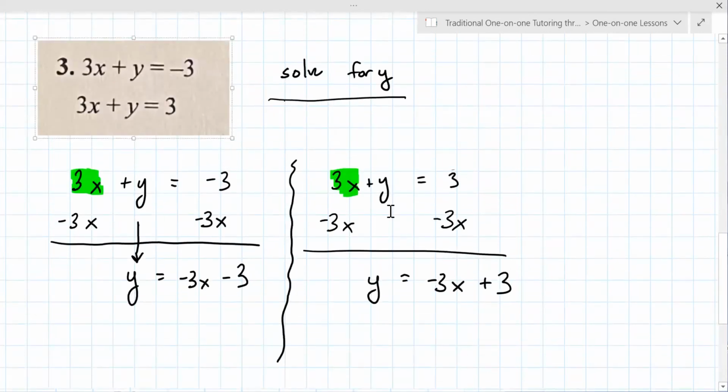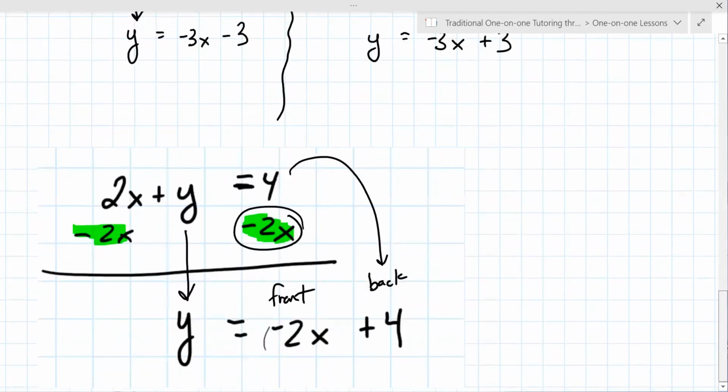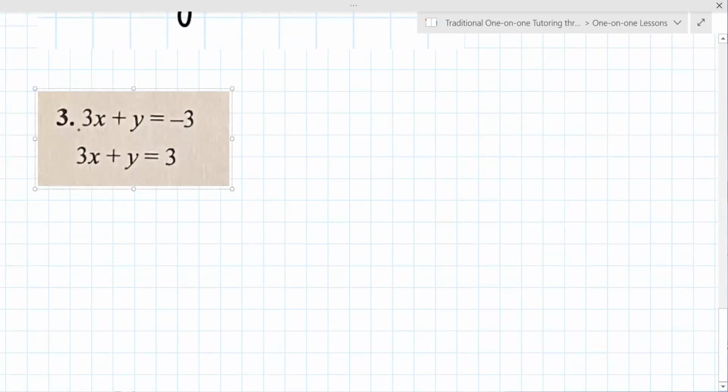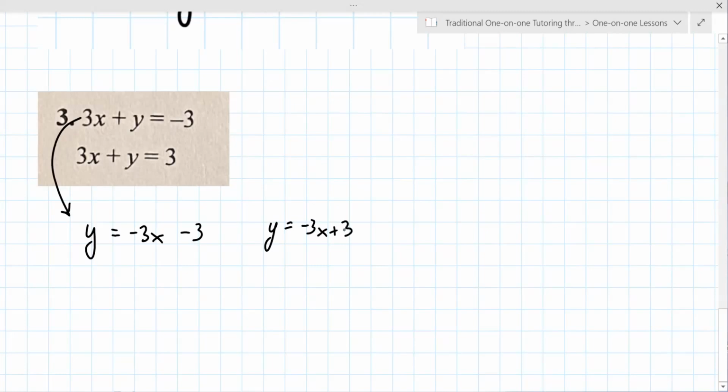Okay. So I'm just gonna restart the problem here with a clean space, and then we're gonna graph it. So the first equation became y equals minus 3x minus 3. And this other equation was y equals minus 3x plus 3. I'm going to snip in the graph, and we're going to graph each of these using the slope and the intercept.